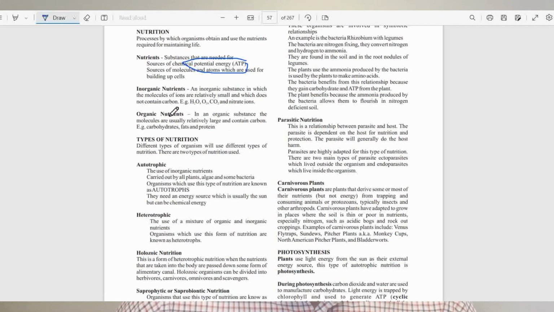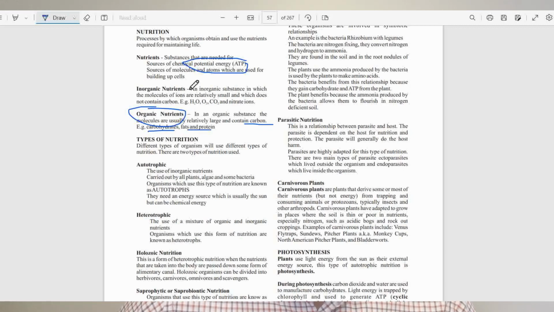Now, nutrients could be in the form of organic nutrients, which is the nutrient that contains carbon. Example, you have carbohydrate, fat, and protein. Or inorganic nutrients, usually this contains molecules and ions, such as water, oxygen, carbon dioxide, and of course, nitrate ion. So those are the two types of nutrient.